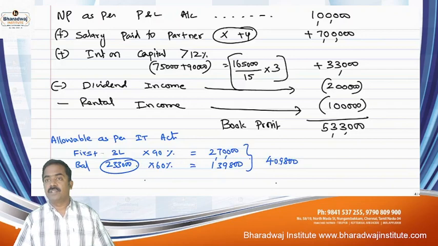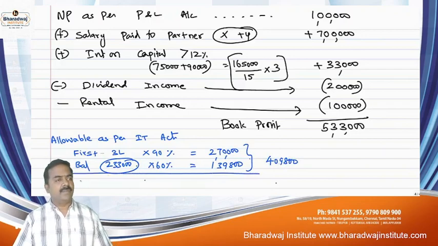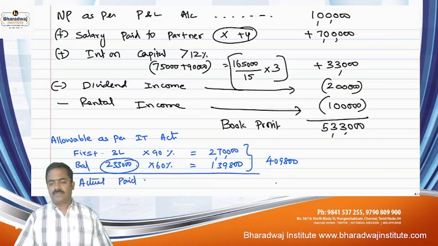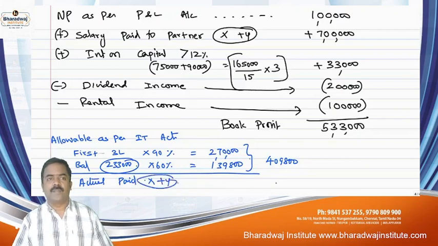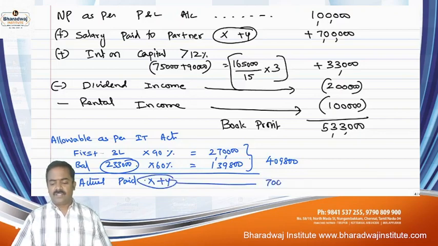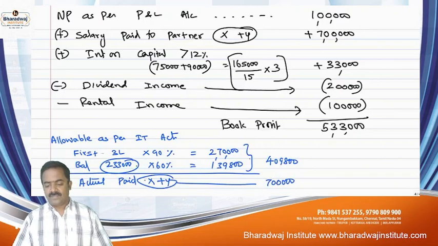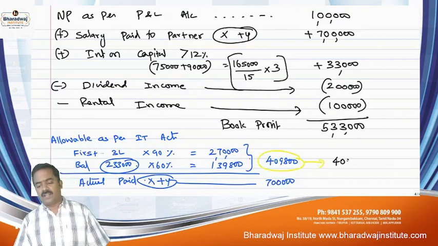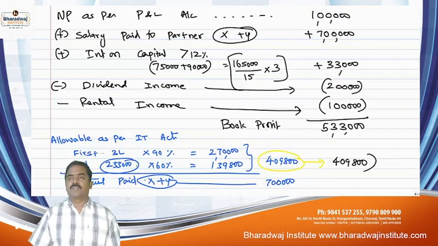What is the allowable remuneration? 4,09,800. This we have already done many times. Look at the actual amount paid: X plus Y, 7 lakhs. Can you claim 7 lakhs? What is allowable? Only 4,09,800 can be claimed. When you claim it, this is called business income.